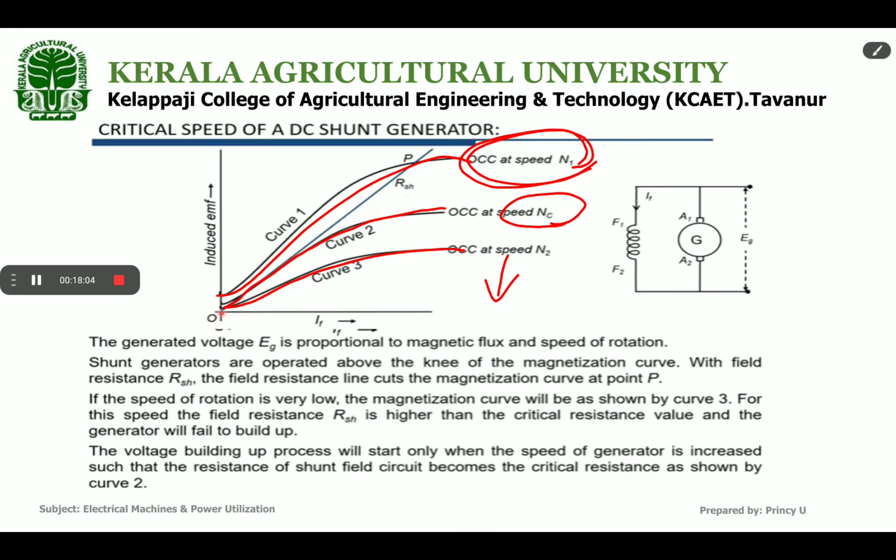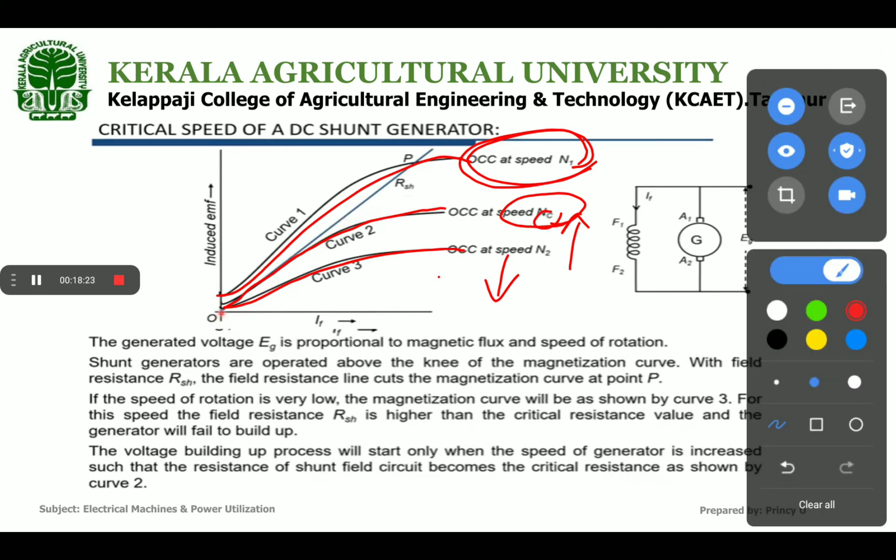That is, for the generator to increase its voltage, we have to increase the speed a little more. At a particular speed it will start to build up. We set the speed such that the shunt field resistance becomes the critical resistance. That speed is called the critical speed. When the shunt field resistance becomes equal to the critical resistance at a particular speed of the machine, that particular speed is the critical speed.